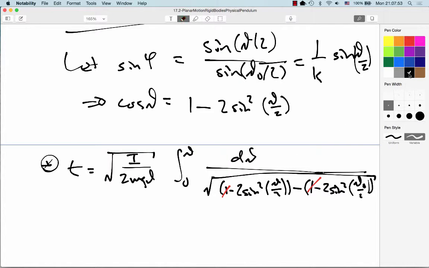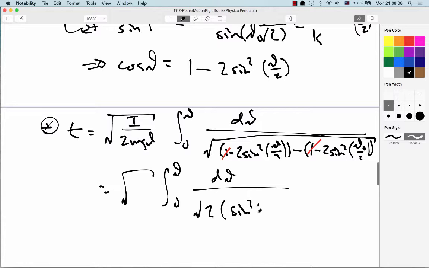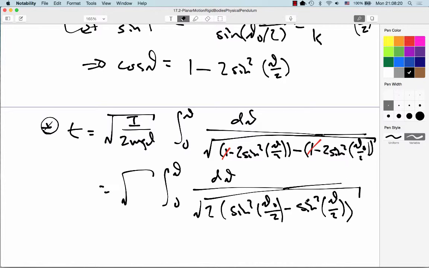So we can rearrange this a bit. This will be equal to that root, integral 0 to theta, d theta over root of 2 times sine squared theta naught over 2 minus sine squared of theta over 2. Alrighty then.